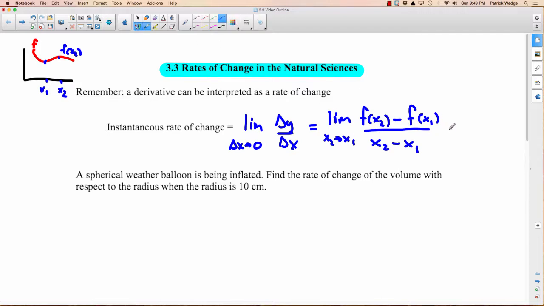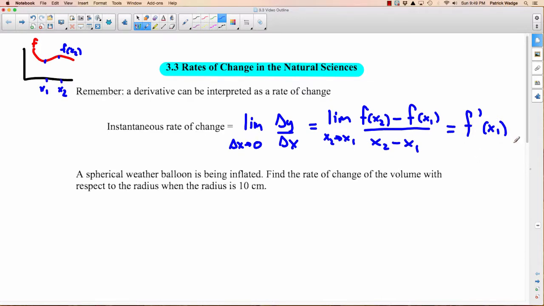All of that really just means that the instantaneous rate of change is equal to the derivative of f when we use the x1 point. Put x1 into the derivative of f and you have the instantaneous rate of change at point x1. Alright, let's do a few examples.